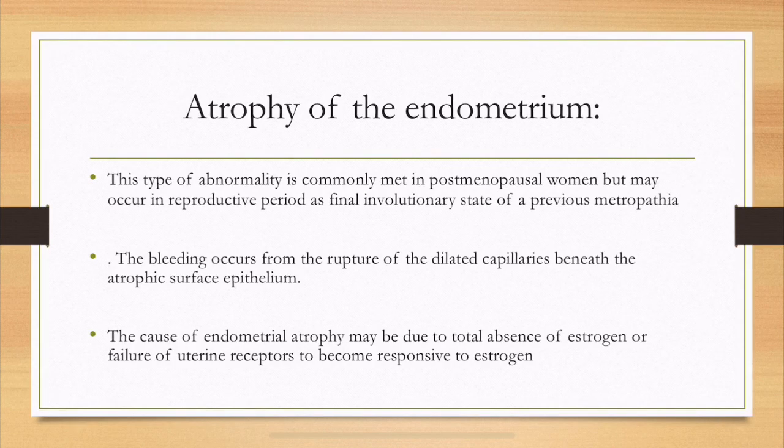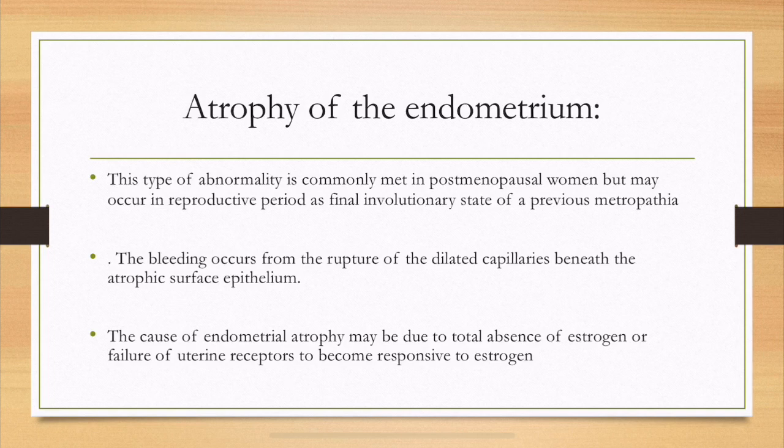Now we are going to see another change which is happening. There is atrophy of the endometrium. Atrophy is the reduction in the size of the endometrium. This type of abnormality is commonly met in postmenopausal women. You see there is atrophy of the endometrium.